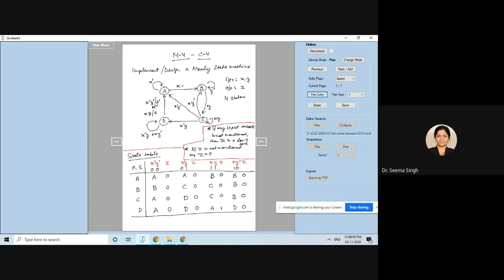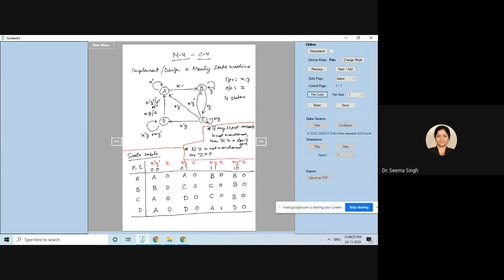If you remember yesterday's class, I had mentioned this. If the number of states is something, then 2 to the power n will give you the number of states. So my number of states is 4 now. So what should n be? n should be 2, right? So I need 4 states.